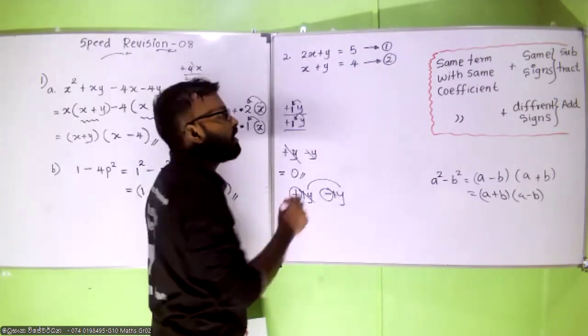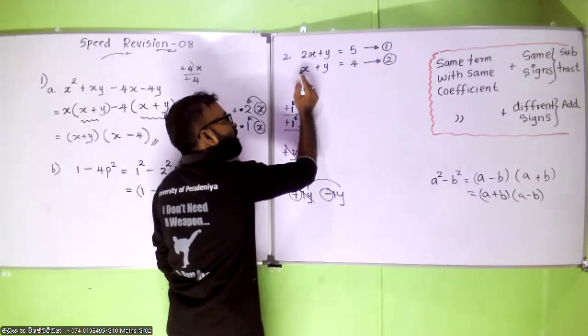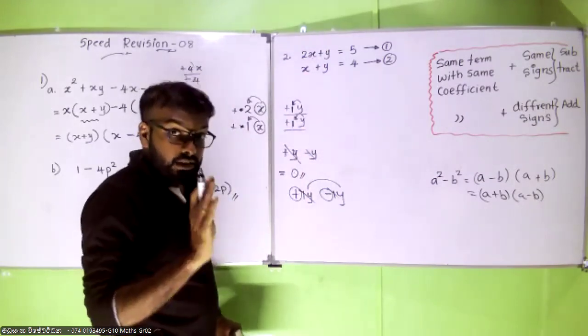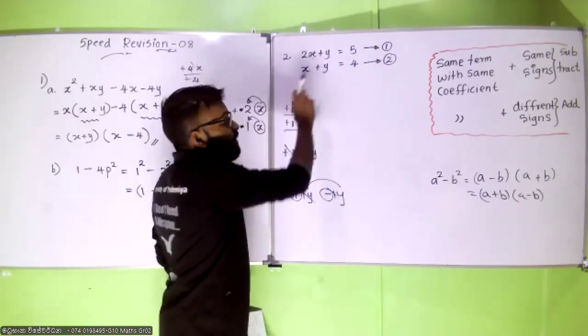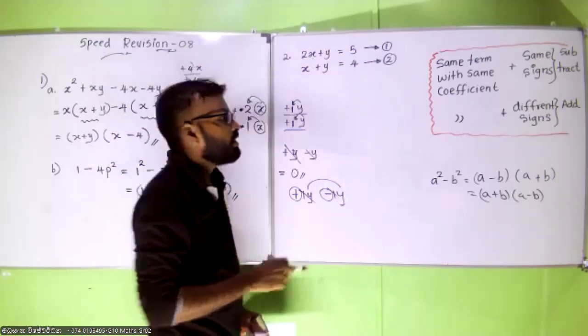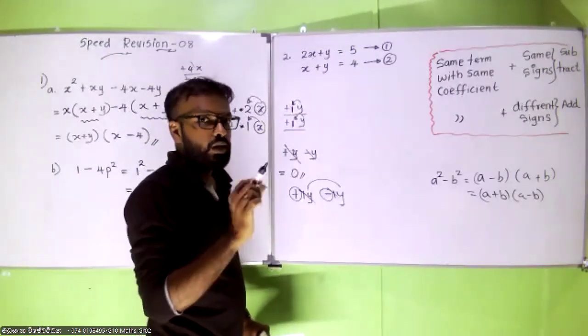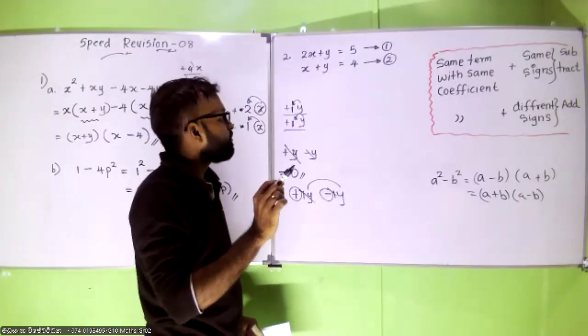First of all, what I am going to do is consider the coefficient of x. 2x here, 1 here. So different coefficients, so I am not going to eliminate x. Then I am going to consider my y term. Here I have a y term, here I have a y term. And what about the coefficient? 1 and 1. Okay, perfect. So I will be able to eliminate y.